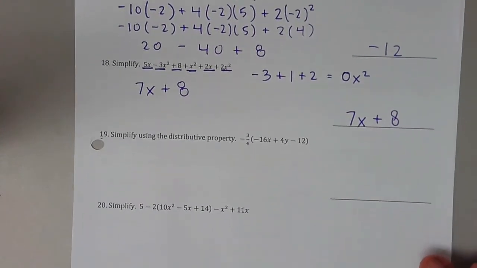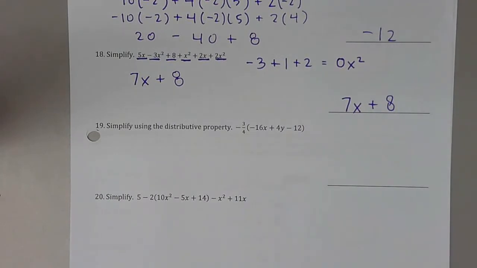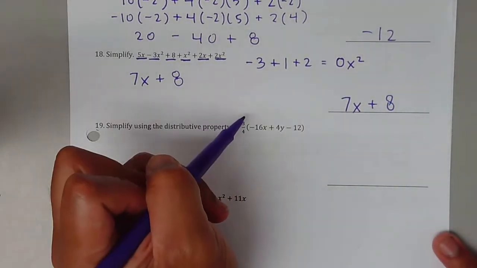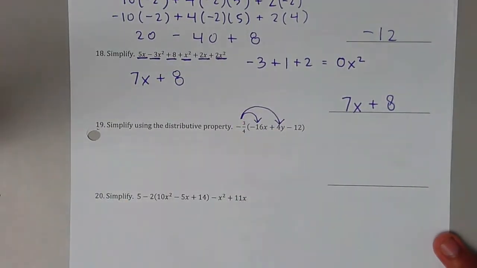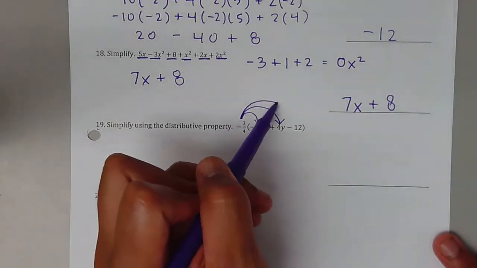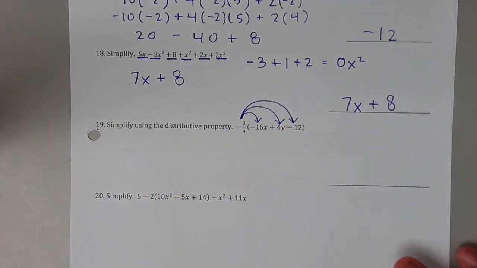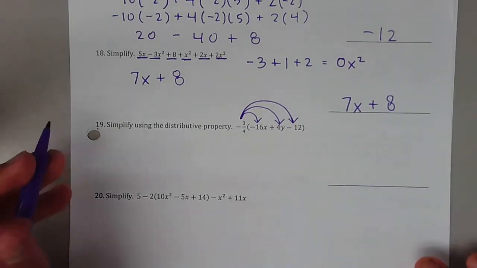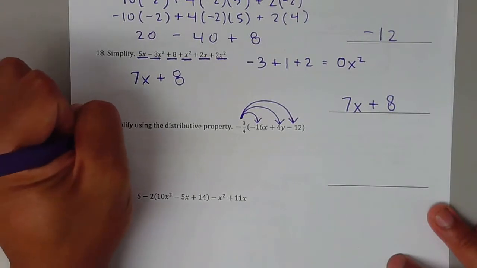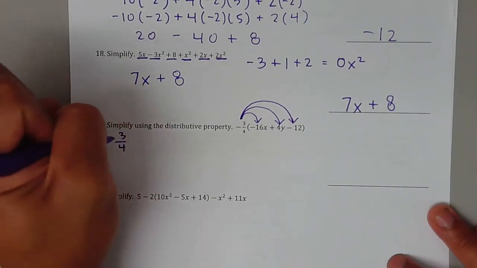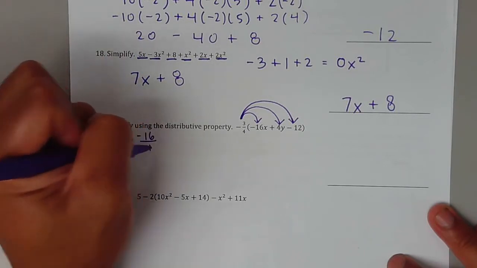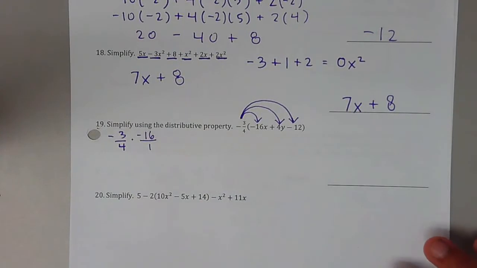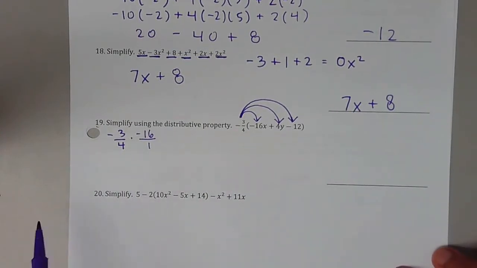All right, 19. We want to simplify using the distributive property. So once again, remember distributive property. We're going to distribute that to that. We're going to multiply that to that. And then we're also going to multiply that to that. All right, so negative 3/4 times negative 16x. So we have to multiply negative 3/4 times negative 16 over 1. I mean, technically I didn't need to write the negatives because negative times a negative is going to be positive.